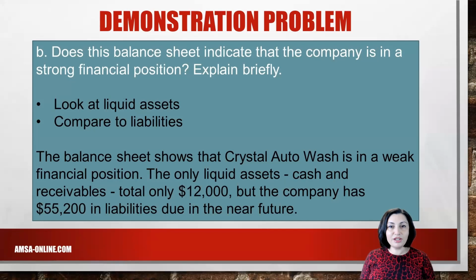The next step is to decide whether the balance sheet shows that the company is in a strong financial position. To answer this question, we need to look at liquid assets and compare them with liabilities. The balance sheet shows that Crystal Auto Wash is in a weak financial position. The only liquid assets, cash and receivables, total only $12,000, but the company has $55,200 in liabilities due in the near future.